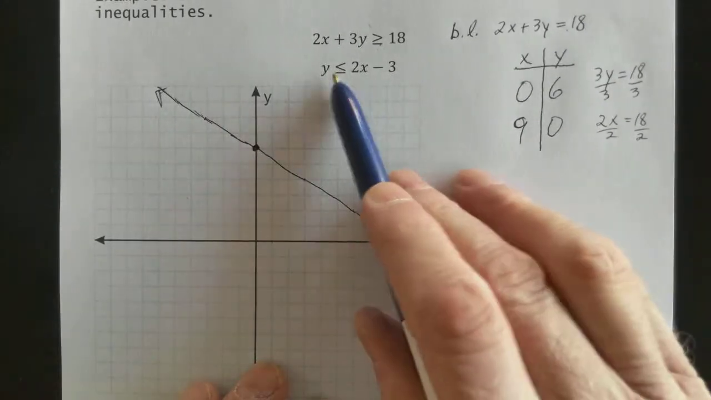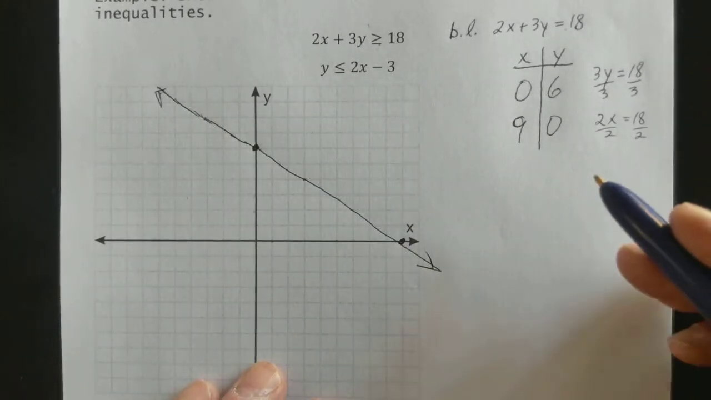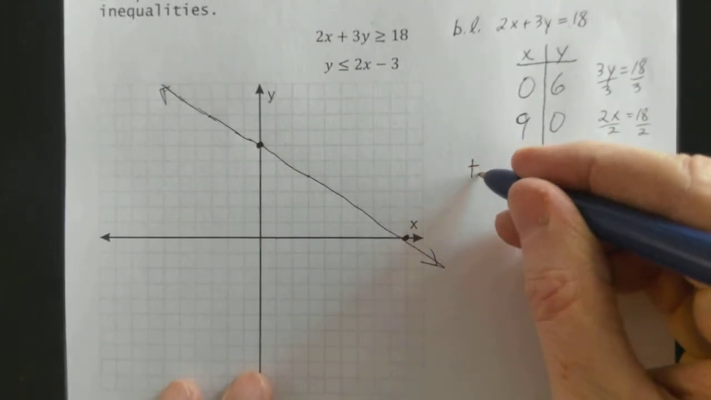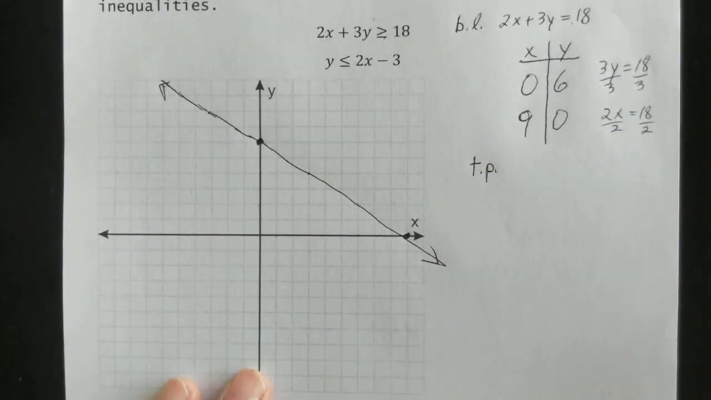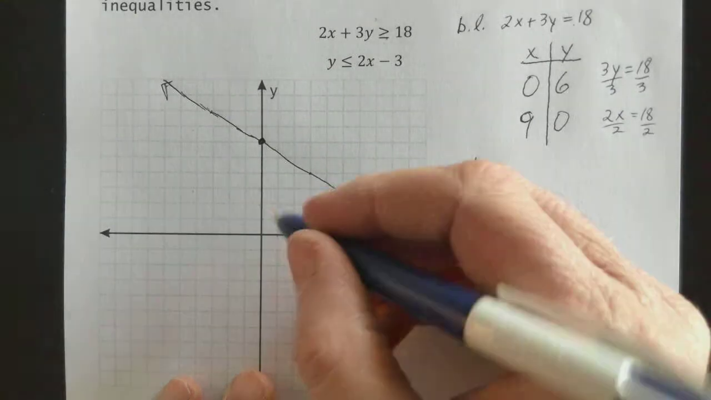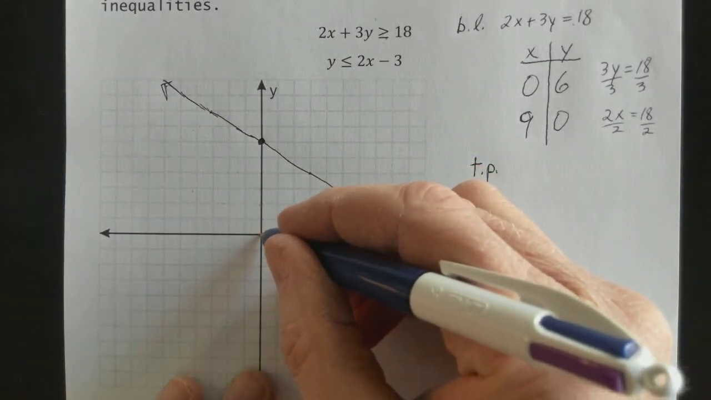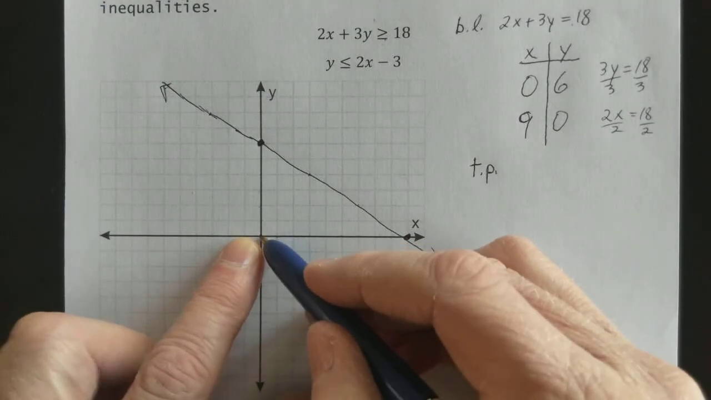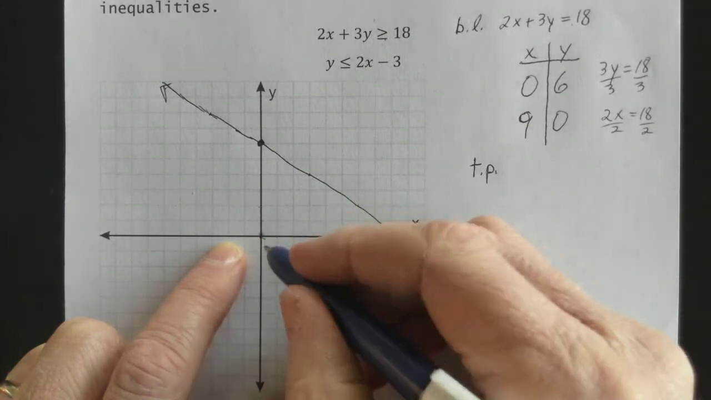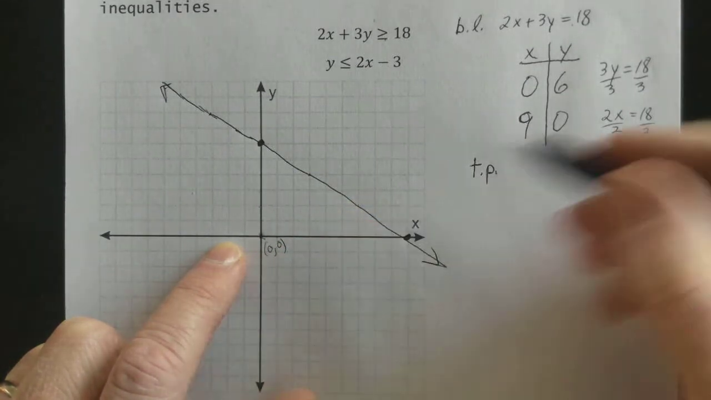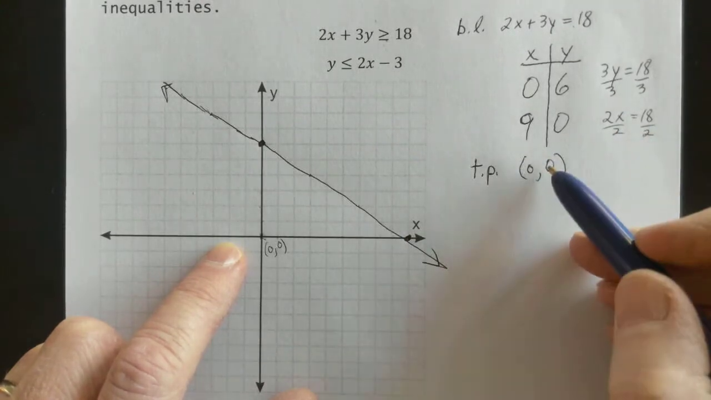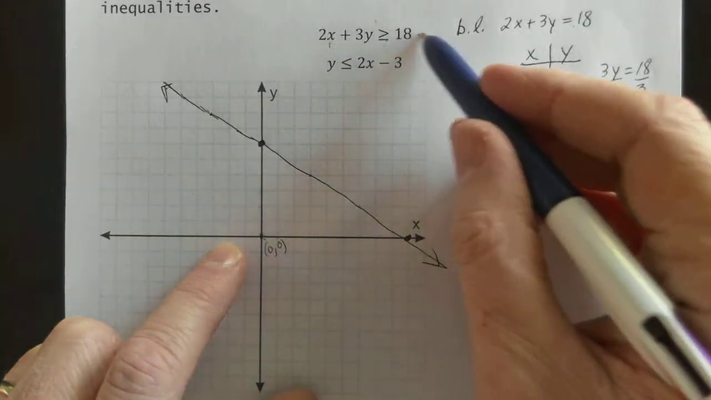Okay, now, test point. TP in this context stands for test point, not something else. But I always, if I can, pick a point that's not on the line, and the origin is not on the line. I like to pick (0, 0) as my test point when I can. Okay, plug it into the inequality.